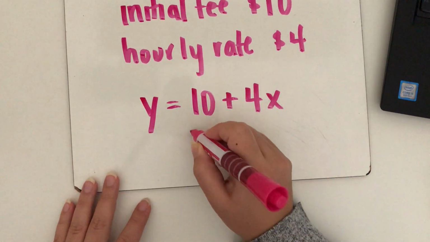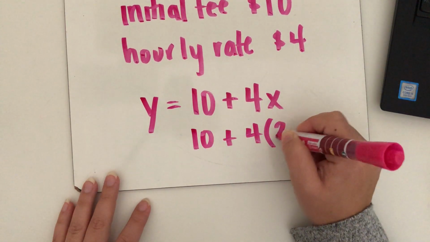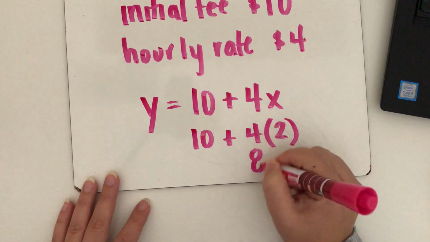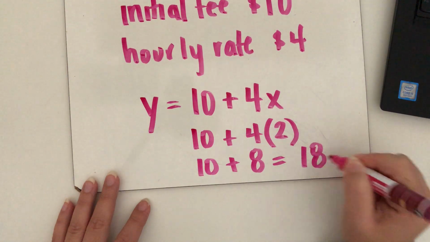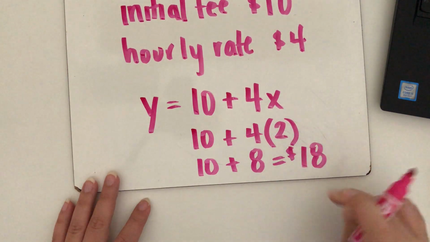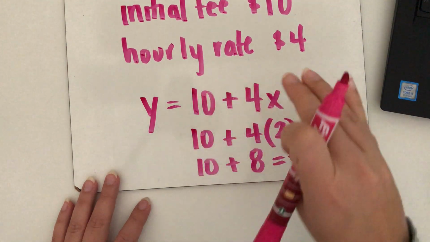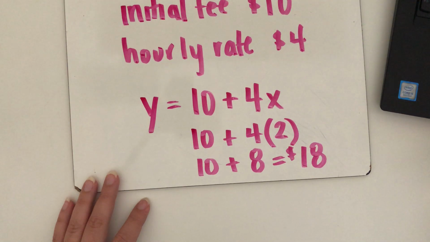So that means that I would take the same equation I have, but instead of using X, I'm gonna use 2. So 4 times 2 would give me 8. So that means that after biking for 2 hours, I'm gonna have to owe Rashida $18. So that was my initial fee, plus the 2 hours that I rode for $4 each, okay? So let's take another problem.